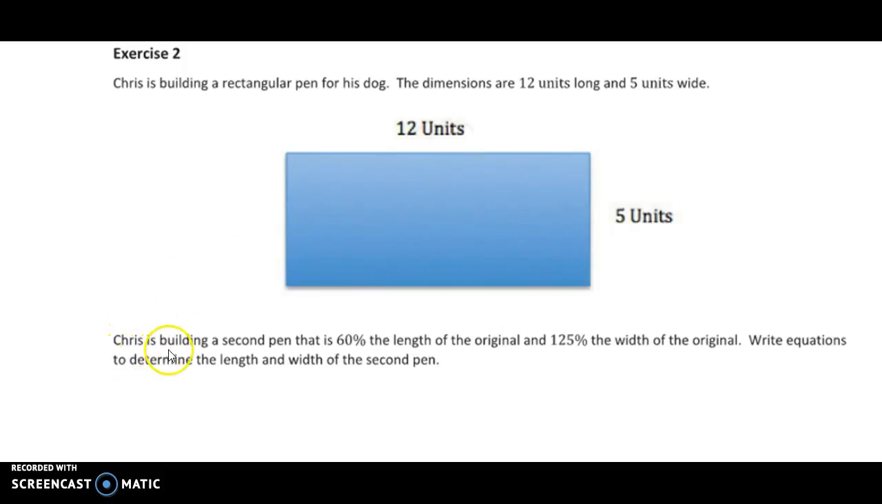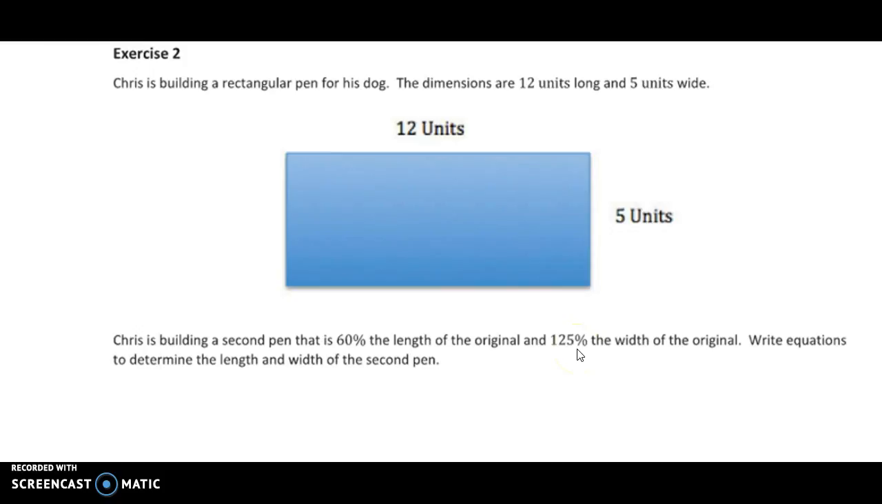It also says that Chris is building a second pen that is 60% the length of the original and 125% of the width. Oh, so this time we have two scale factors, right? Going horizontally for the length, this 12 unit length, it says it's going to be 60% of the length, which I know if it's 60%, that's less than 100%, it's going to shrink, right? But then it also says 125% of the width. So that means it's going to be getting bigger.